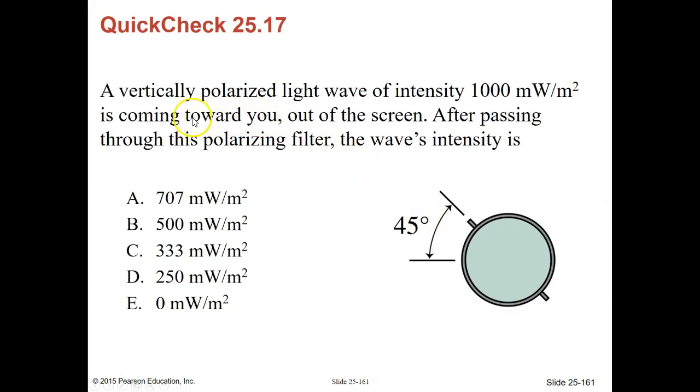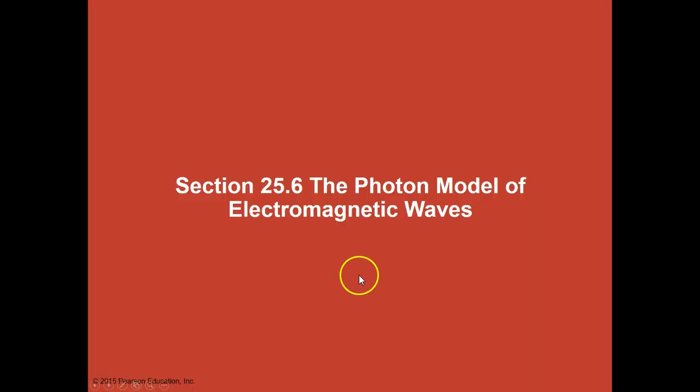Here's a good quick check. A vertically polarized light wave of intensity 1000 milliwatts per square meter is coming towards me out of the screen. After passing through this polarizing filter, the wave's intensity for this one is going to be 500 milliwatts per square meter, because now I'm using that 1000 times the cosine squared of 45 degrees, and that will give me 0.5, so it'd be half of that 1000, and that gives me my intensity of 500 milliwatts per square meter. And that is the end of the polarization talk.